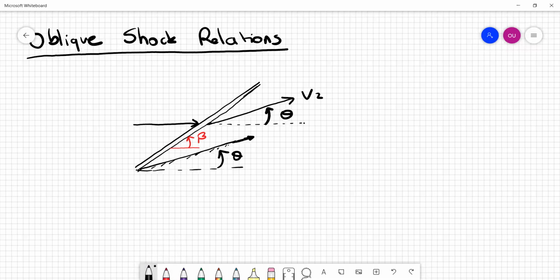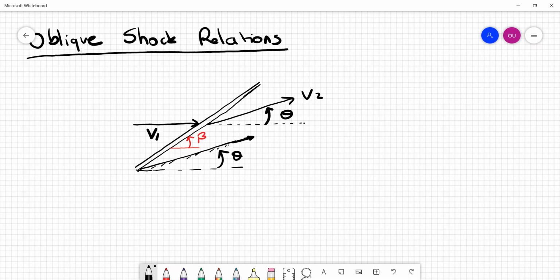Okay. So the incoming flow is supersonic. The Mach number is basically related to the velocity here before the shock wave, and the velocity vector after the shock wave adjusted itself so that it's parallel to the surface.